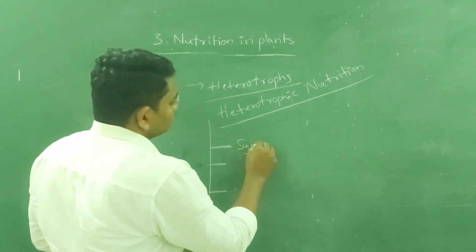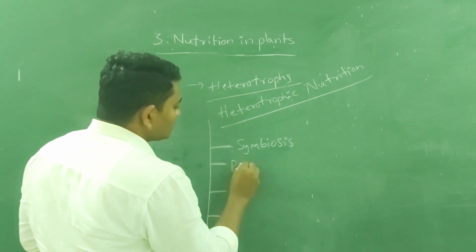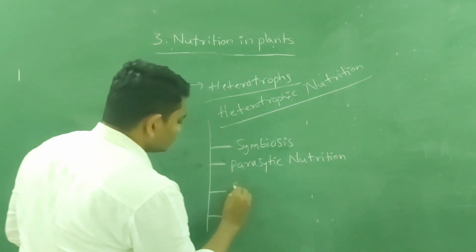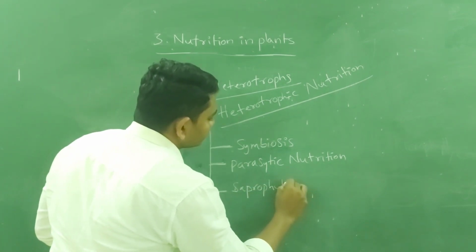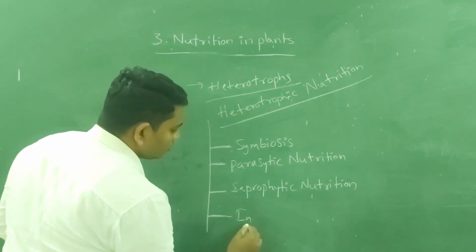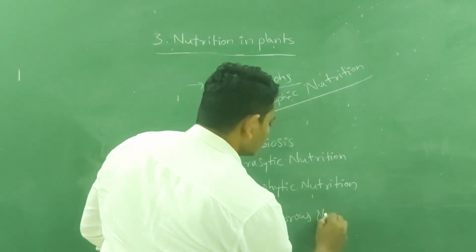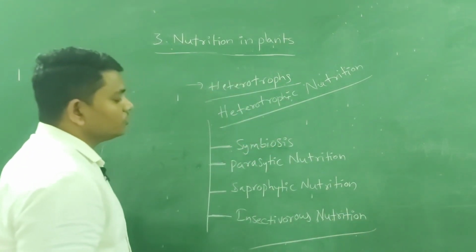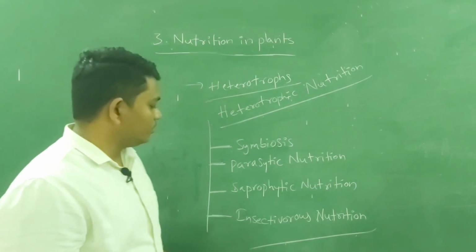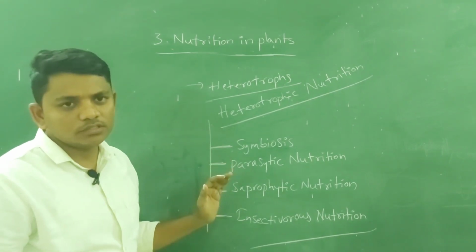First one, symbiosis. Second one, parasitic nutrition. Third one, saprophytic nutrition. Fourth one, insectivorous nutrition. These are the 4 types of heterotrophic nutrition in plants: symbiosis, parasitic nutrition, saprophytic nutrition, and insectivorous nutrition. Let us discuss one by one. These 4 types of nutrition happen in plants.